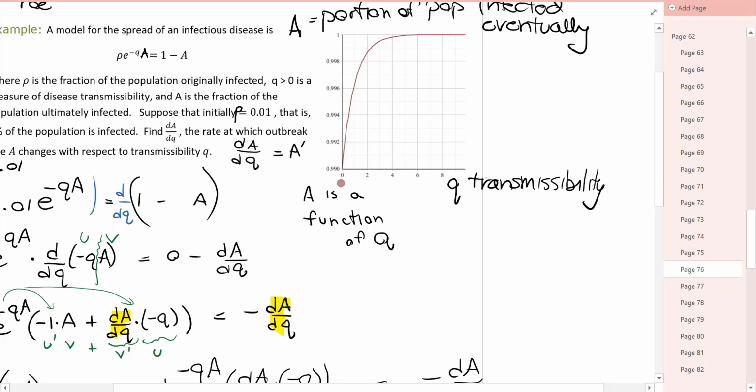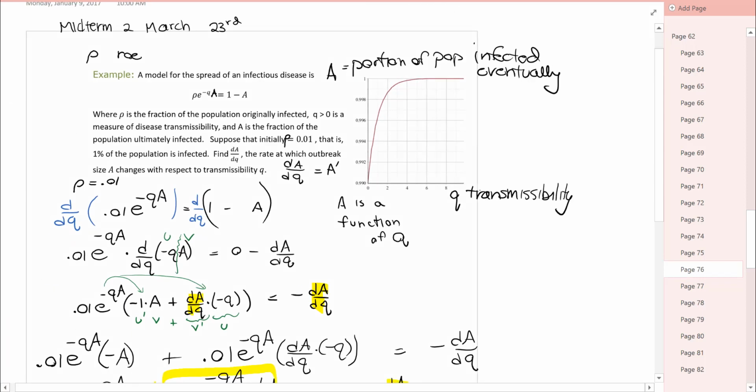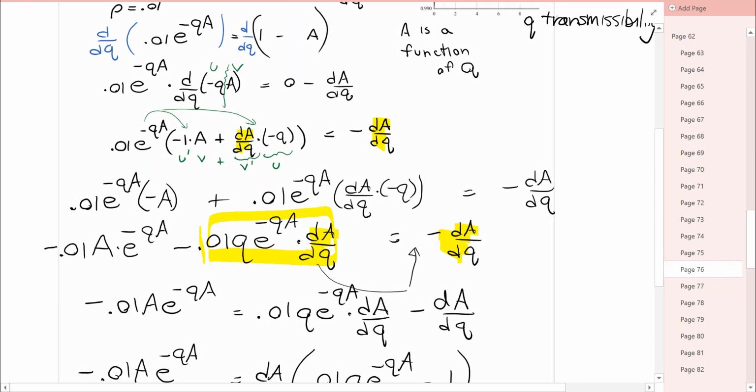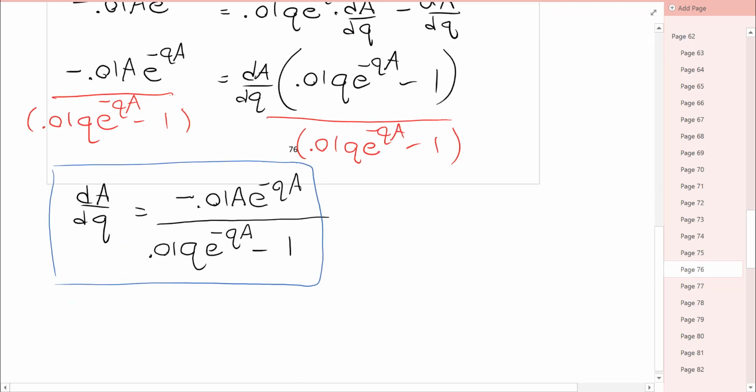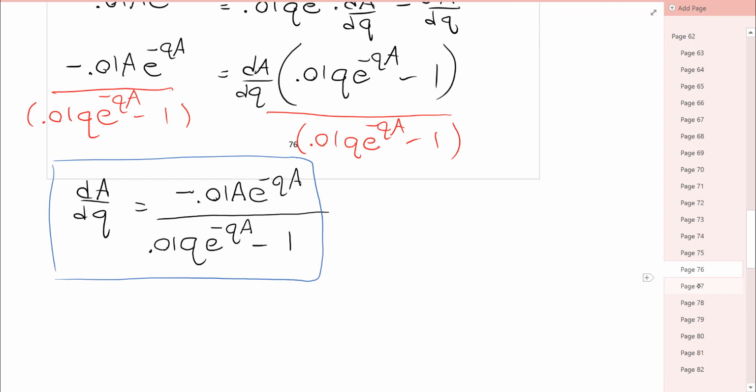Anyways, as Q gets more and more transmissible, it just goes right up to 100%. Everybody gets it. Anyways, that's all we had to do there. Any questions about that?